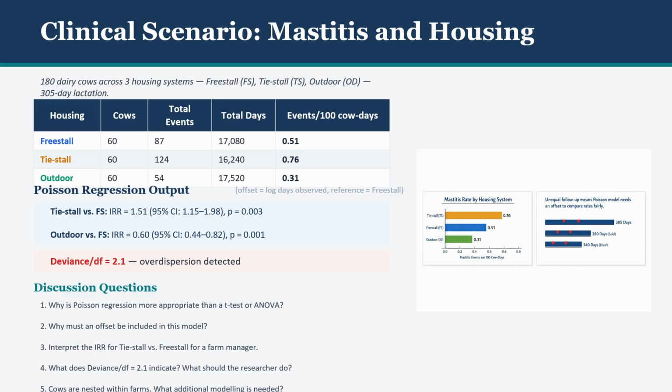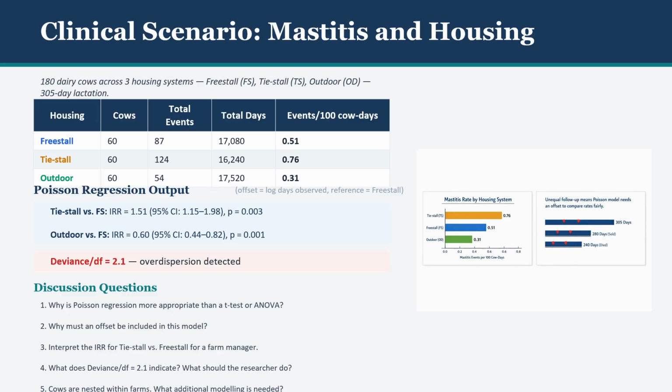Question 2. Why the offset? Cows were not all observed for the same number of days. Some were sold or died before lactation end. Without an offset, the model would compare raw event counts. A cow with 3 events in 250 days looks identical to a cow with 3 events in 305 days. Including log days observed as an offset tells the model each cow's denominator, converting the comparison from event counts to event rates per unit time. This is the only fair comparison when follow-up periods are unequal.